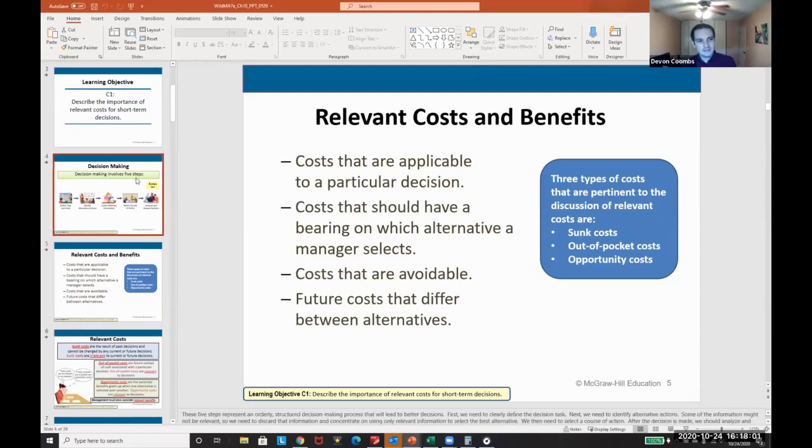So in any of these decisions, there's relevant costs. So what are relevant costs versus other types of costs? These are costs that are applicable to a particular decision. This is a pretty abstract concept, but everything that we do has a cost, right?